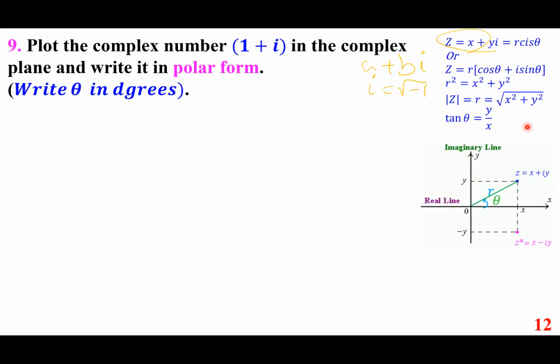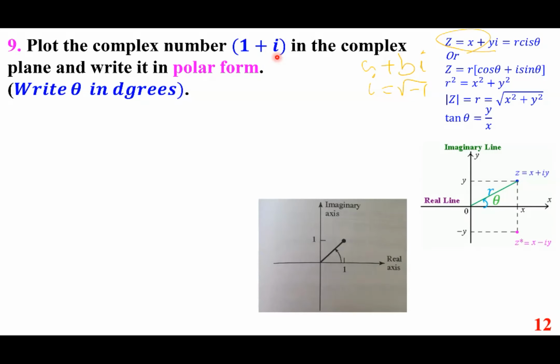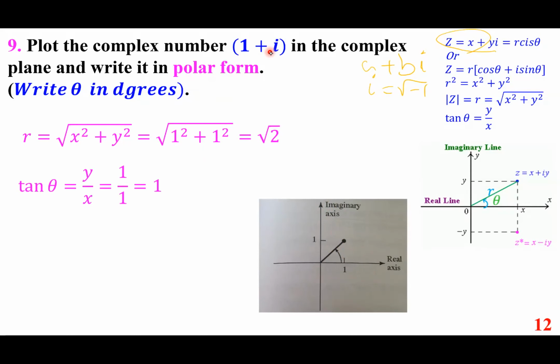In this case, we notice that the real part is 1, and this is plus 1 times i. So x and y are both 1. If we go 1 along the x-axis, the real axis, and 1 along the y-axis, the imaginary axis, that point is of interest to us, and we can calculate r as the square root of x squared plus y squared. Both of them are 1 because the coefficient of i is 1, and that becomes square root of 2. As for tan theta, it's y over x, and that makes it 1. Therefore, theta becomes 45 degrees or pi over 4.